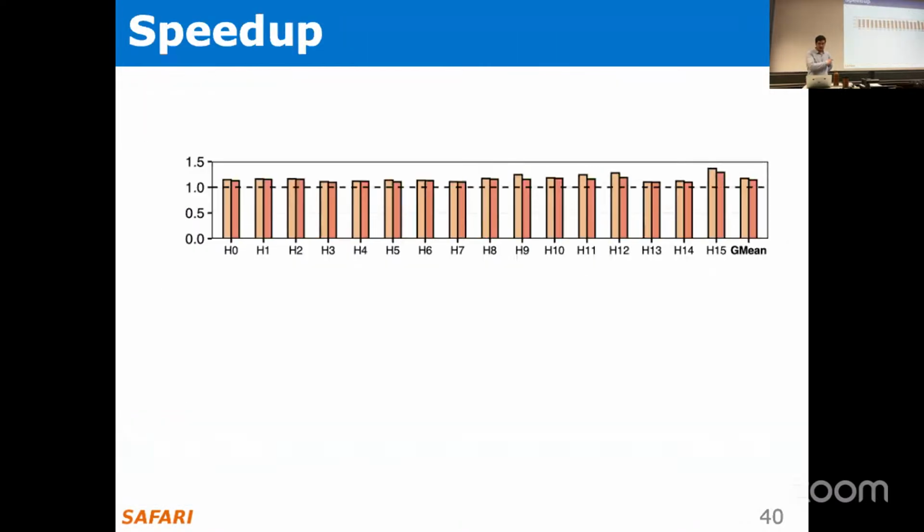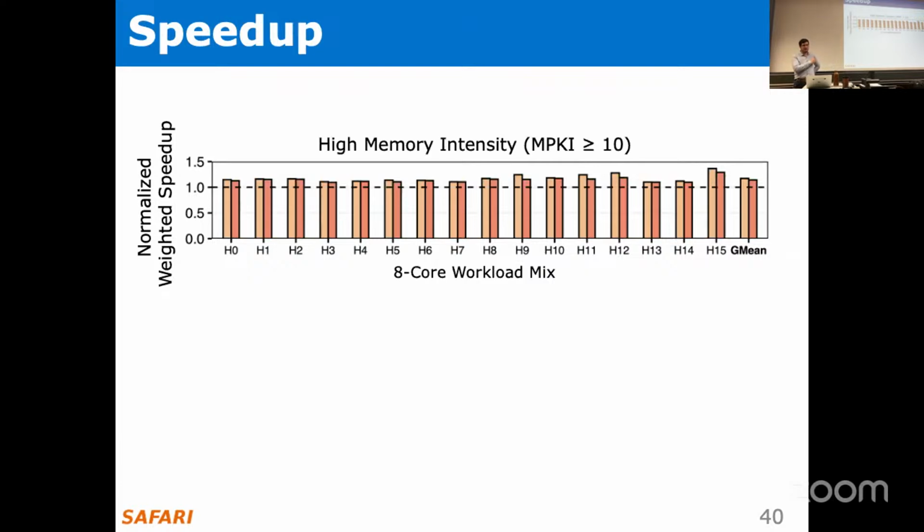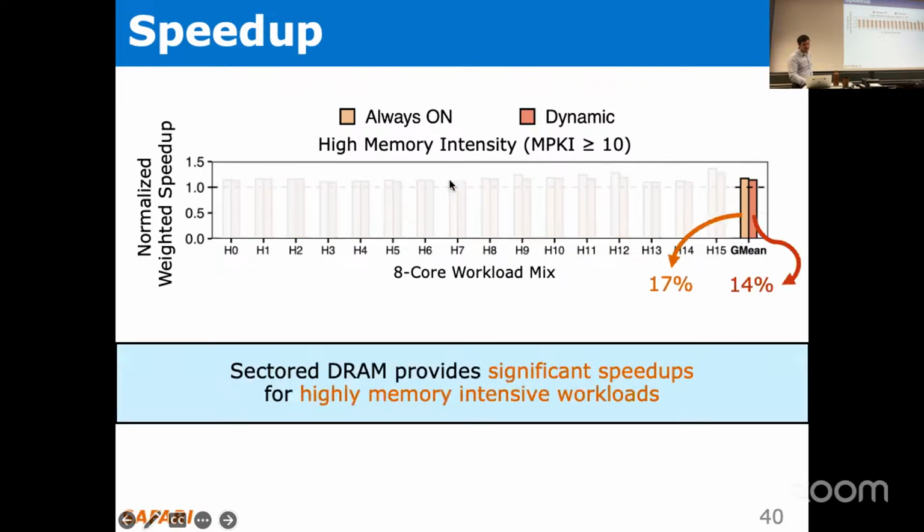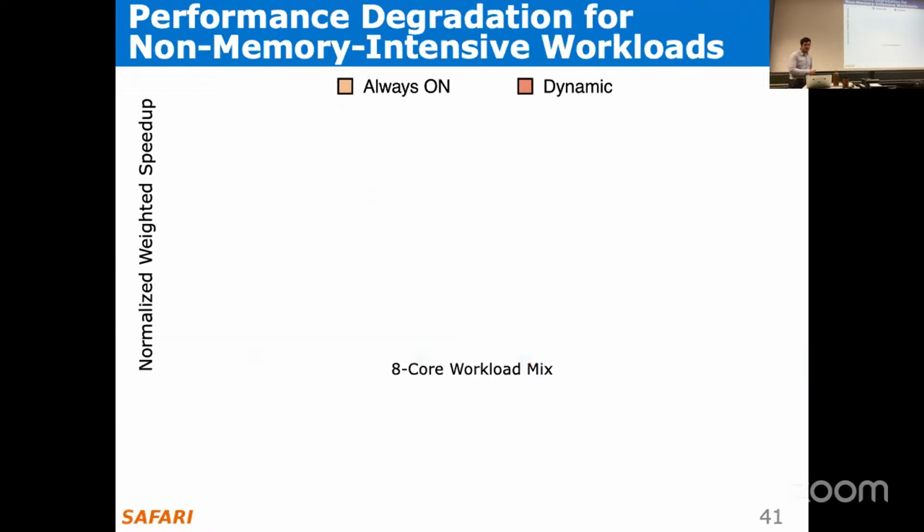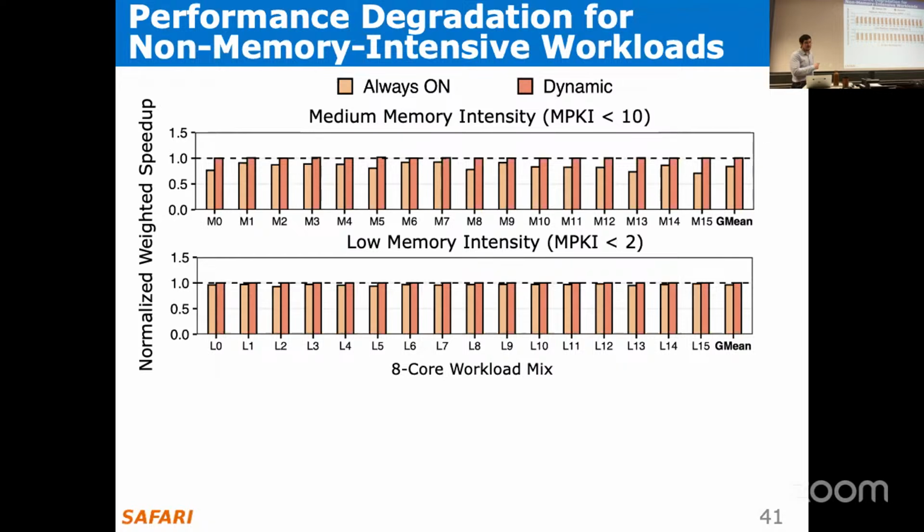The figure here shows you the normalized weighted speedup for heavily memory intensive 8-core workload mixes. The always on and the dynamic policies, these 2 policies that I described earlier. We observed that sector DRAM provides significant speedups for highly memory intensive workloads. We show the weighted speedup for heterogeneous workload mixes again, for medium and low intensity workloads. And here you should be able to understand why we have 2 policies.